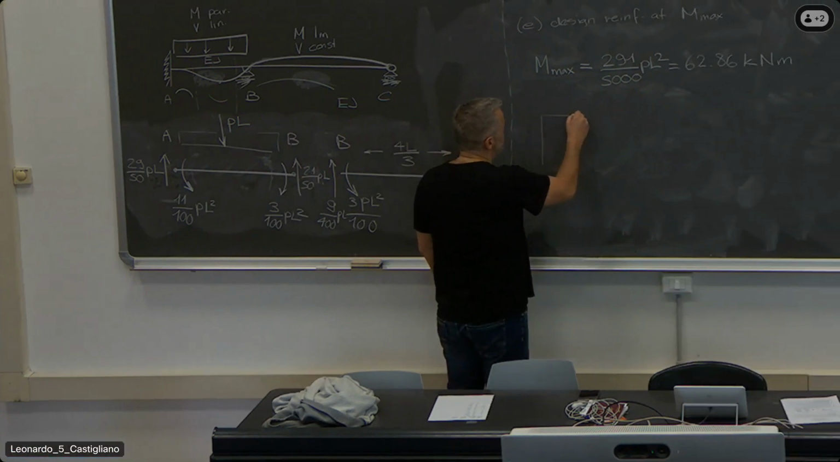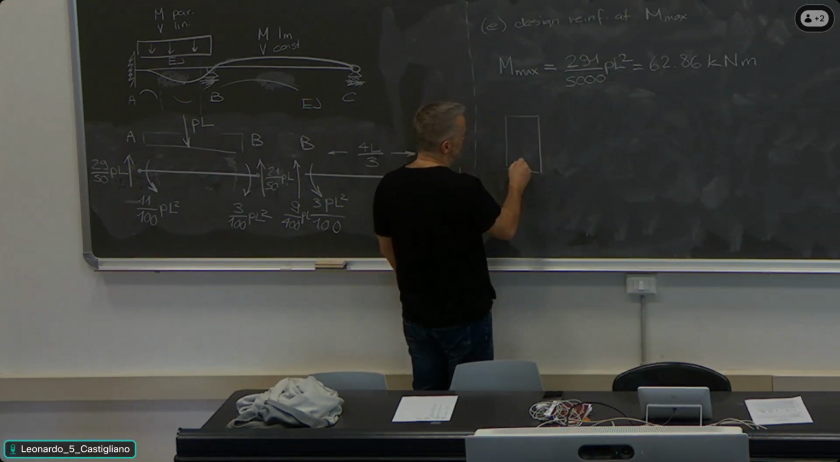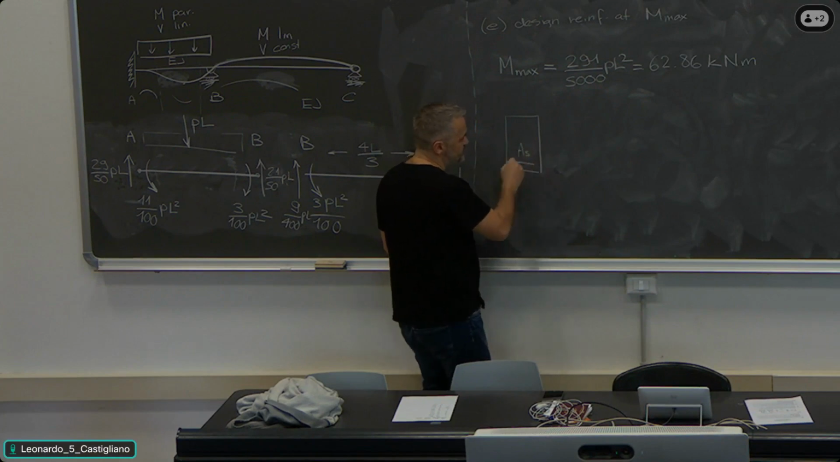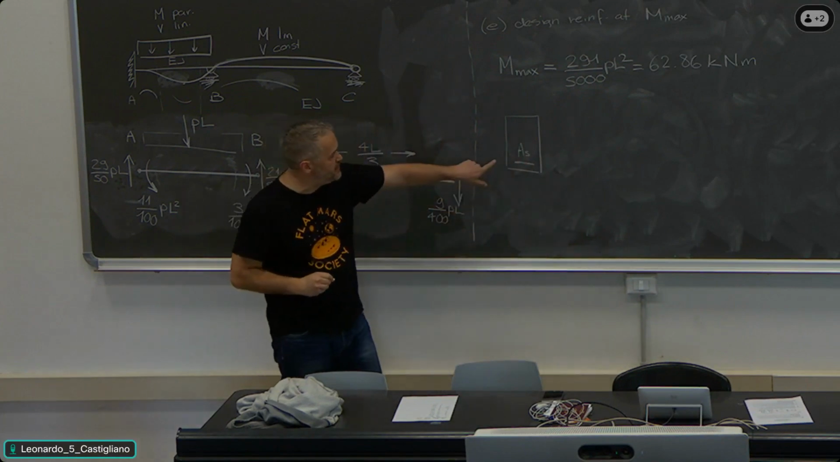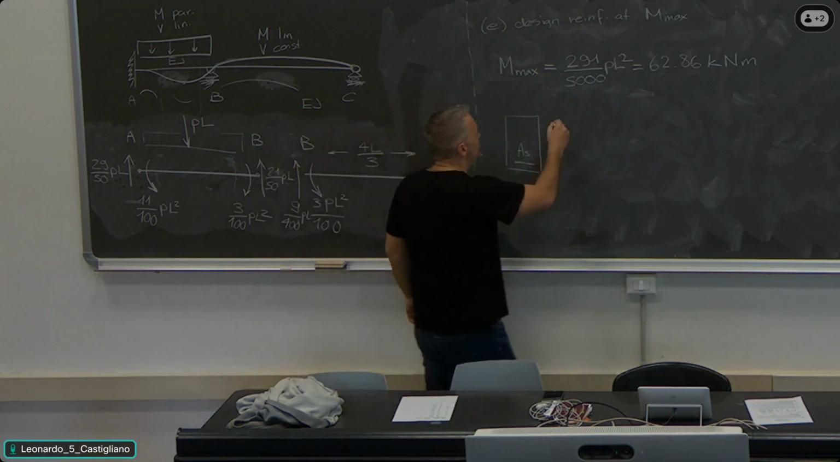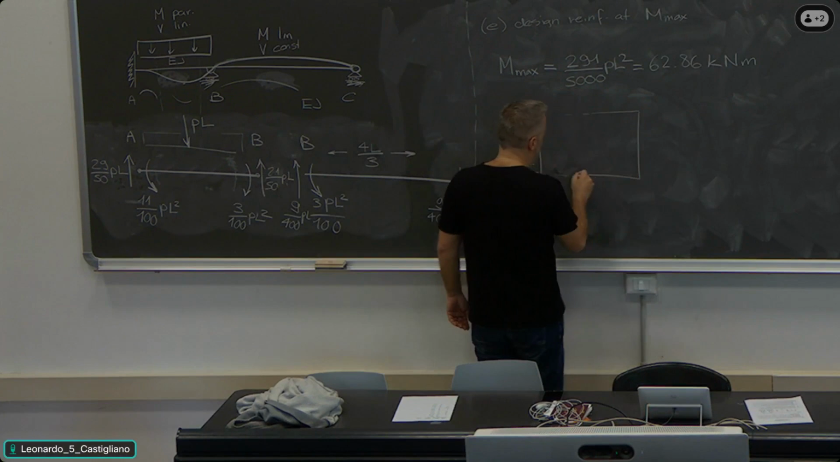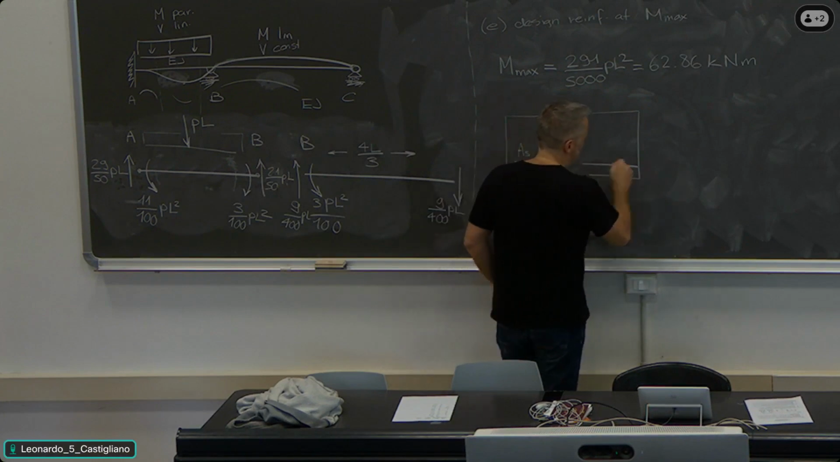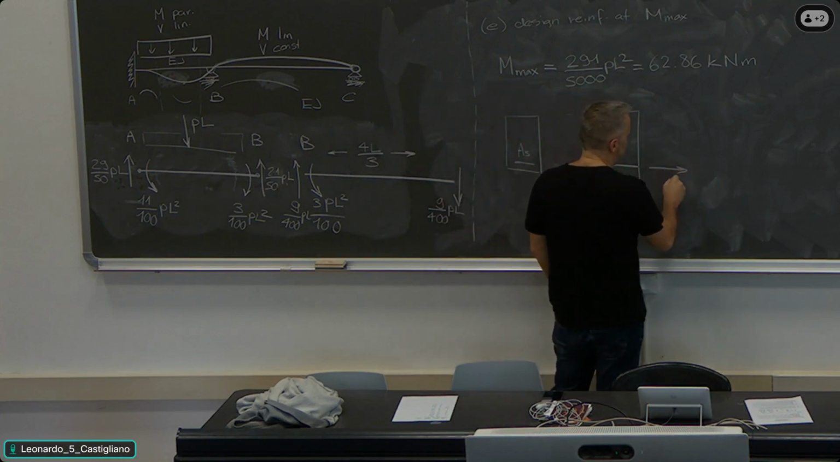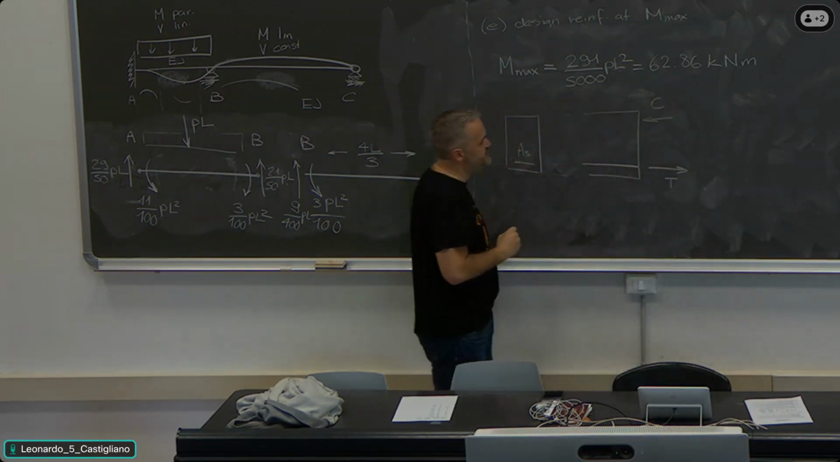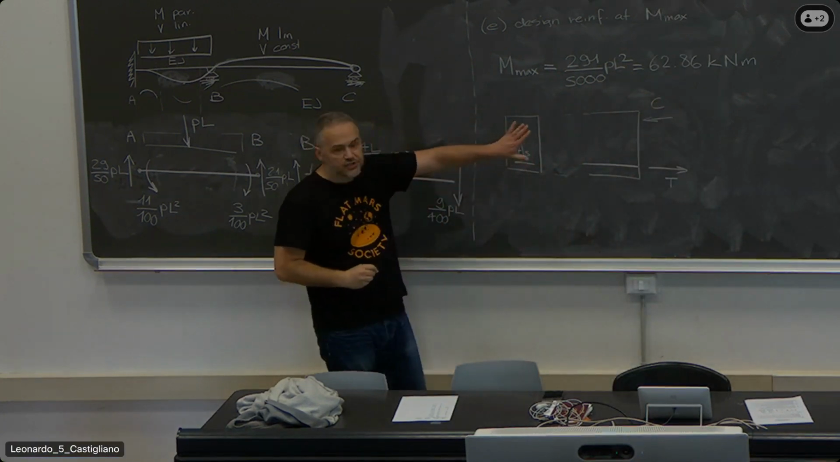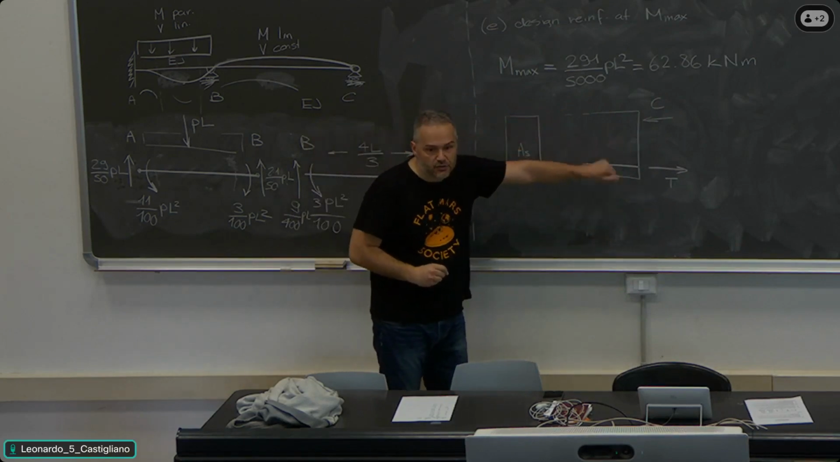The assignment says design the reinforcement at the bottom. AS, I will mark it as a straight line, even though it consists of rebars. Remember, we are in a section where the bending moment is positive. So we have a tension force here and the compression force at the top. This is the section, the side view.